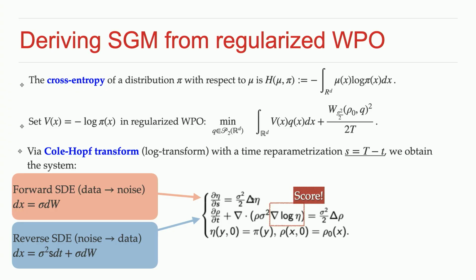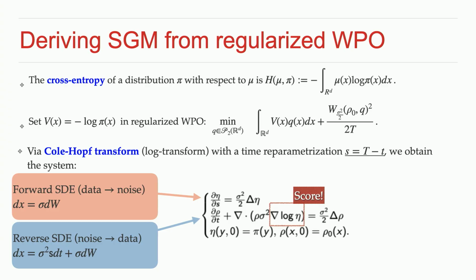So the original coupled system for this regularized Wasserstein proximal operator can be written in the following form, where the first equation is essentially the heat equation with the initial conditions given, and then the Fokker-Planck equation. If you recall, in the Fokker-Planck equation, the drift term was given by this gradient of U. Now we have the explicit expression, and it is sigma squared times the gradient of the log of eta.